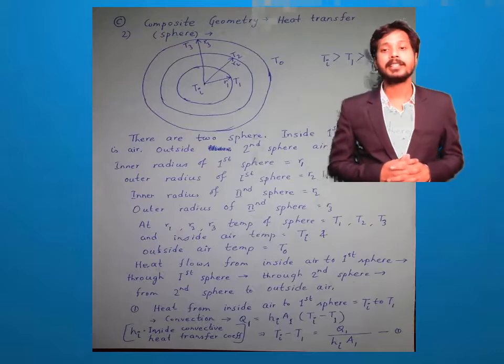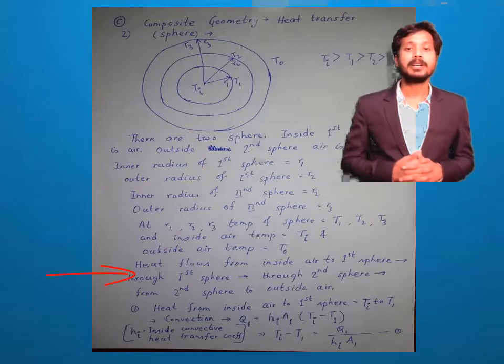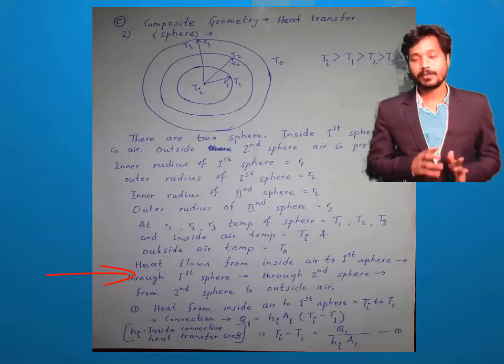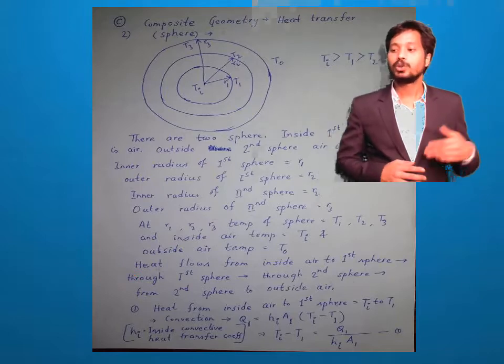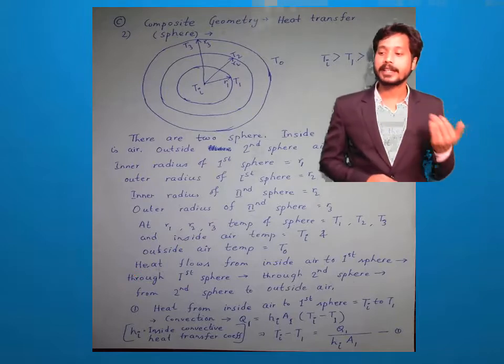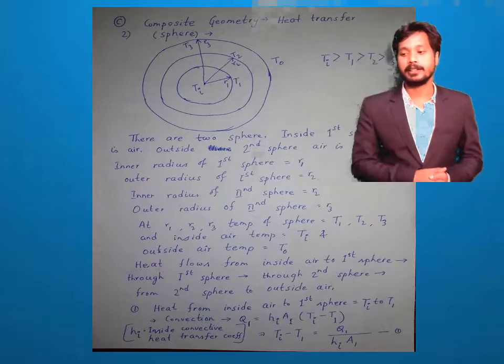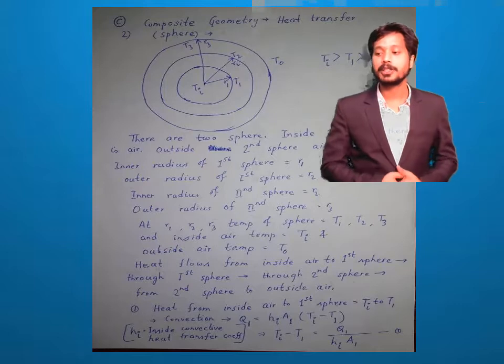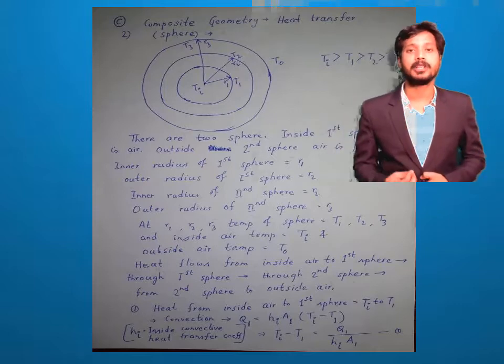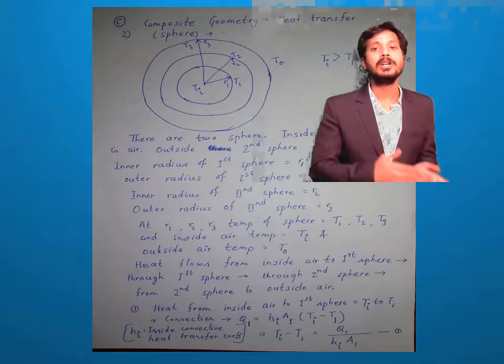So you can write here: heat flows from inside air to the first sphere, then through the first sphere, then through the second sphere, and the last from the second sphere to the ambient air. So first, what is the heat transfer from inside air to the first sphere, means from Ti to T1?